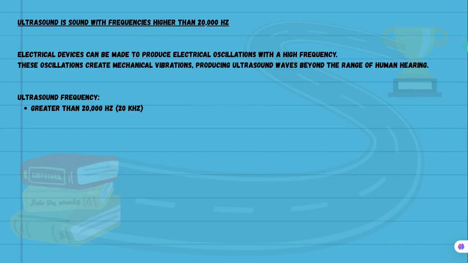Ultrasound is sound with frequencies higher than 20,000 Hz. Electrical devices can be made to produce electrical oscillations with a high frequency. These oscillations create mechanical vibrations, producing ultrasound waves beyond the range of human hearing. Ultrasound frequency is greater than 20,000 Hz, 20 kHz.